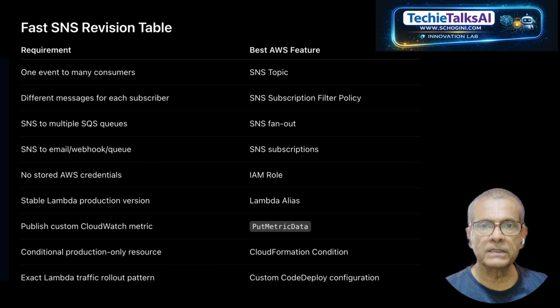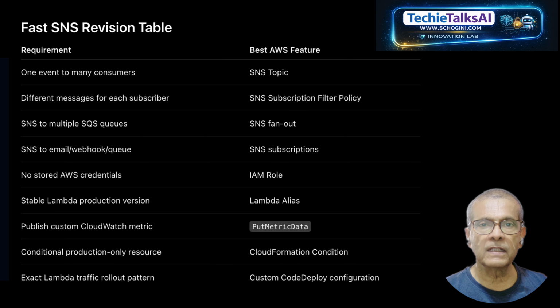Now, quick SNS revision table. One event to many consumers: SNS topic. Different messages to each subscriber: SNS subscription filter policy. SNS to multiple SQS queues: SNS fan out. SNS to email, webhook or queue: SNS subscriptions. No stored AWS credentials: IAM role. Stable Lambda production version: Lambda alias. Publish custom CloudWatch metric: PutMetricData. Conditional production-only resource: CloudFormation condition. Exact Lambda traffic rollout pattern: custom CodeDeploy configuration.